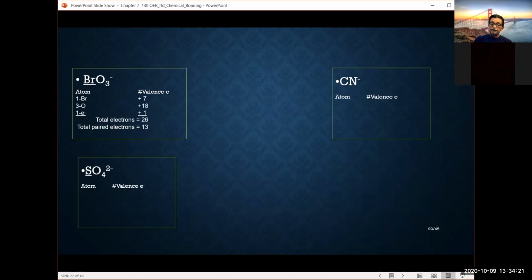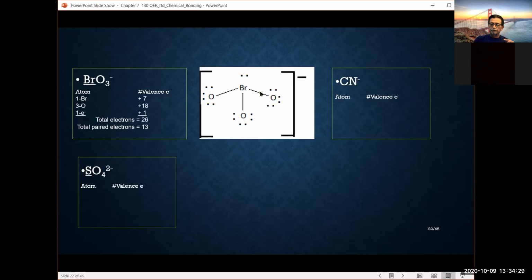Since bromine is the central atom with 3 oxygens bonded around it, we can very quickly draw the bromine and put 3 oxygens around it, like so. That takes care of 3 pairs, so we have 10 pairs to work with. We go around placing the 10 pairs, and we end up with 1 lone pair on the central atom, which in this case is bromine. Double check your numbers: we still have 13 pairs, we haven't lost any, and we have a lone pair on the central atom.